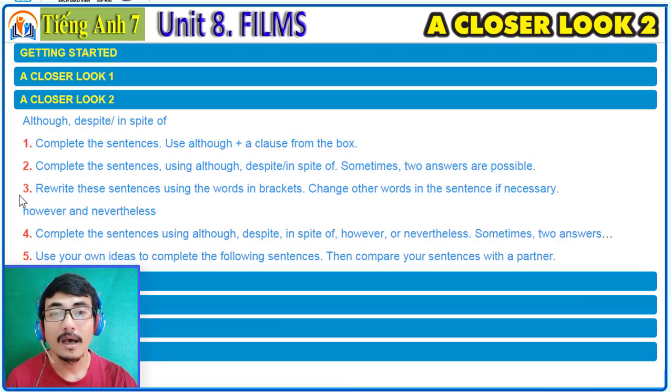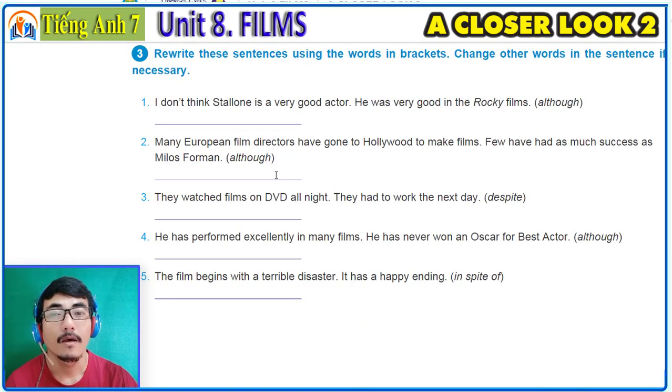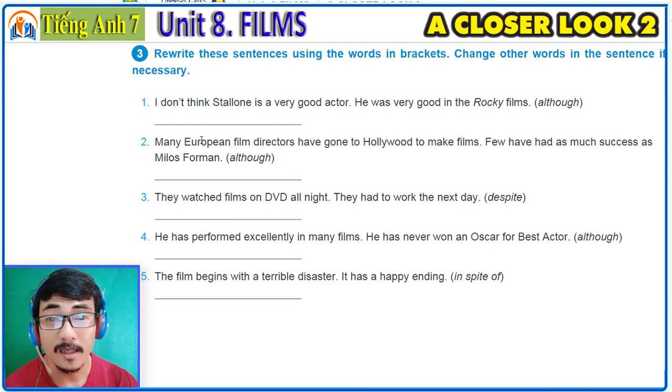Good. Activity number 3. Rewrite these sentences using the words in practice. Change other words in the sentence if necessary. Here is activity number 3. Rewrite sentences. Now let's take a look. Yes, so we use although, despite, or in spite of, to combine two sentences with each other. Alright, I'll help you.